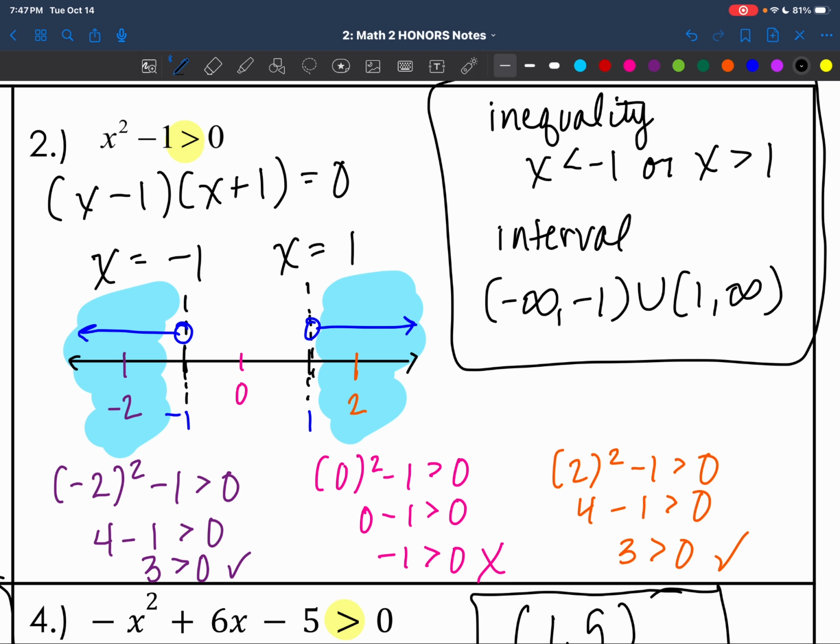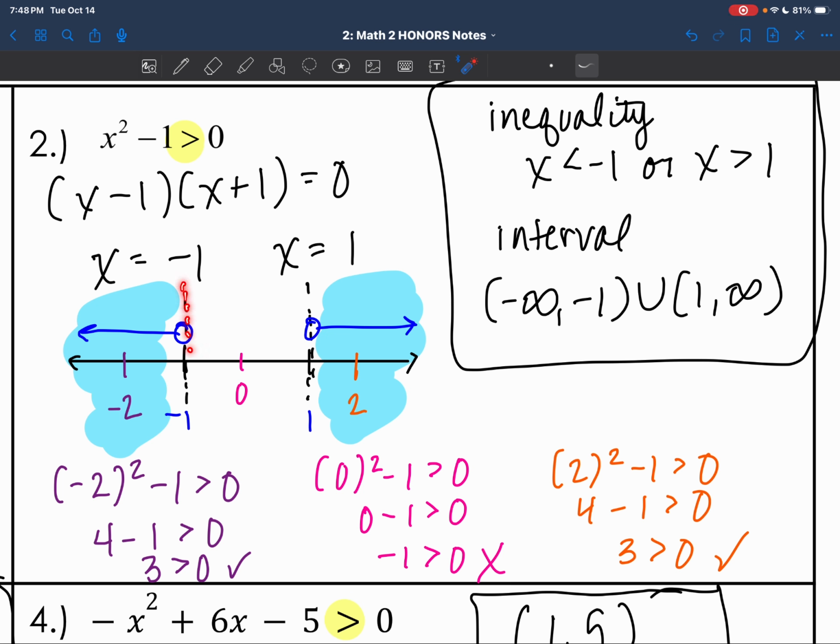Okay, so now this is a difference of squares. So we're going to break that up into those two. So we've got x minus 1, x plus 1, and it's equal to 0. So we're setting this equal to 0, and then this equal to 0 and solve. So you're going to get x equals -1 and x equals +1.